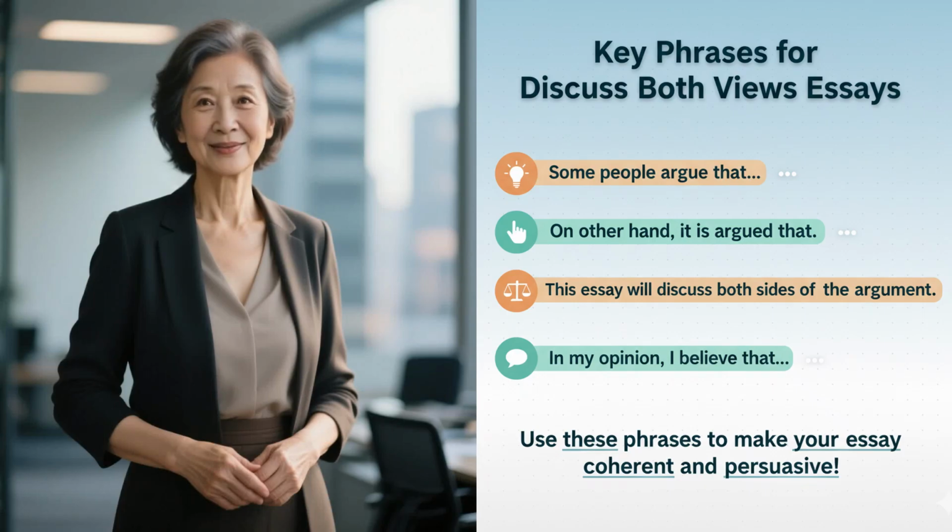Now, let's recap some important points when writing this type of essay. Discuss both views and give your opinion. Firstly, here are some useful phrases you can use. On the one hand, on the other hand, while some argue that, others believe. From this viewpoint, for instance, or for example. In my opinion, I firmly believe. And ultimately. Remember, using these phrases correctly makes your essay more coherent and persuasive.